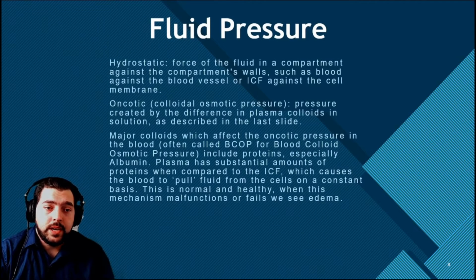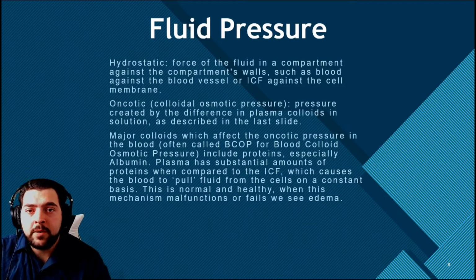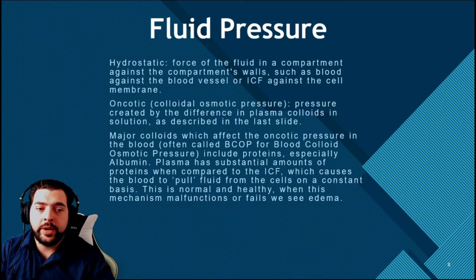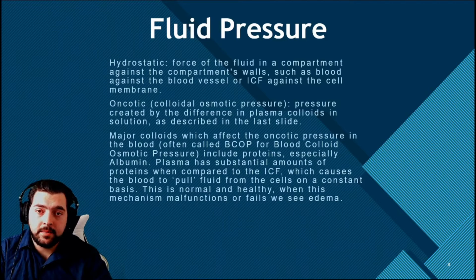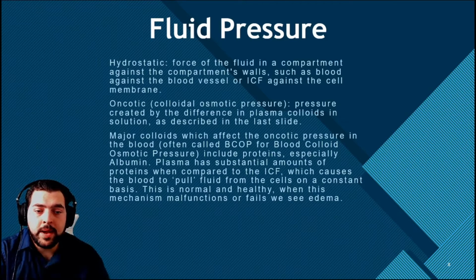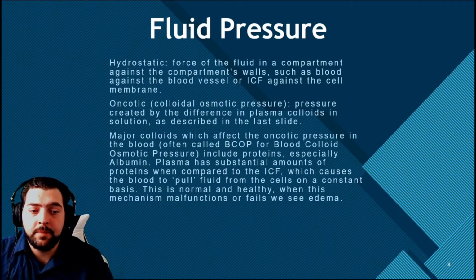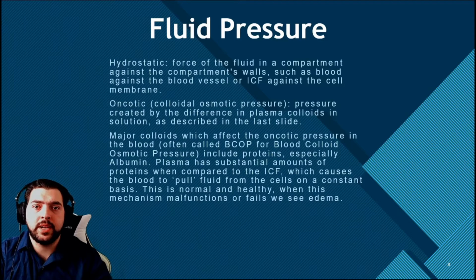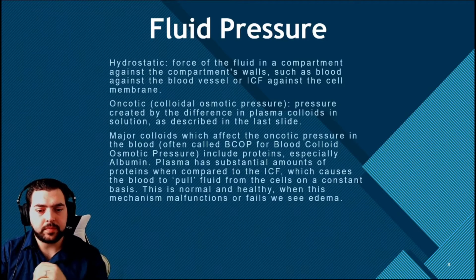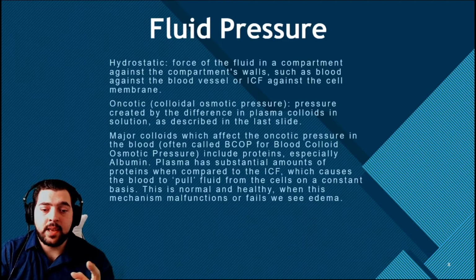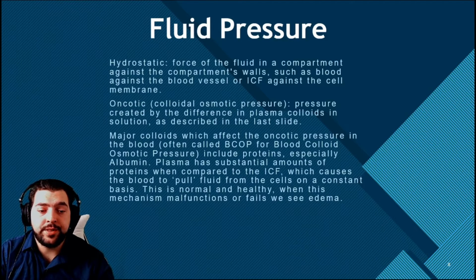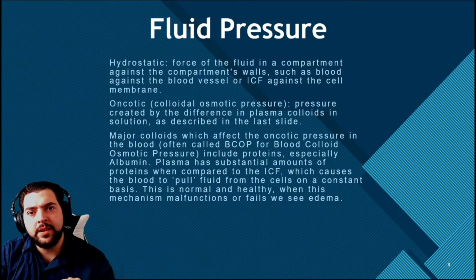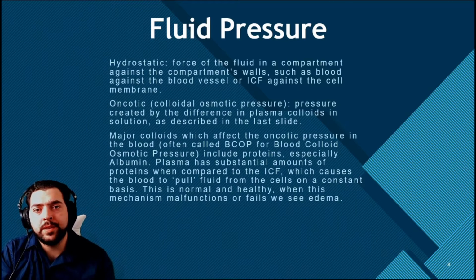So, fluid pressure. We talk about two main pressures when we talk about fluid dynamics: hydrostatic pressure and colloid osmotic pressure, otherwise called oncotic pressure. The major colloids which affect the oncotic pressure of the blood are going to be proteins like albumin, especially albumin. I think that's like 60% of the protein in the blood is albumin. So plasma has large amounts of proteins, whereas the intracellular fluid doesn't have nearly as many. This causes the blood to gradually pull fluid out from the cells.